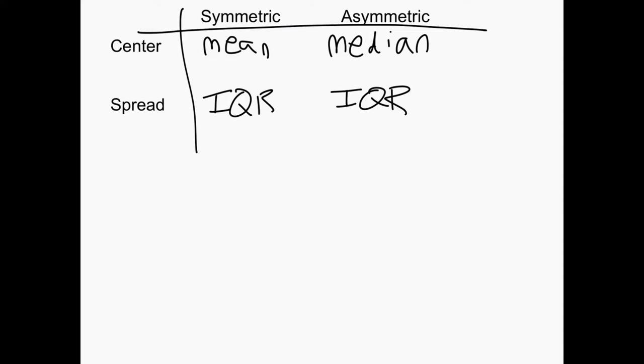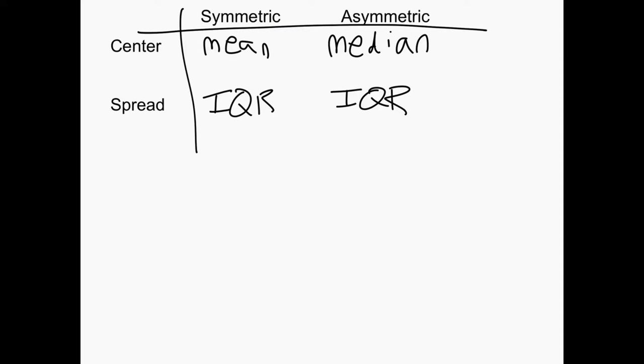And to measure the spread, you're going to look at the interquartile range. So this is what your kids are likely to see on the STAR test: the words symmetric, mean, median, and the interquartile range. In fact, most of the time they're going to be comparing an asymmetric to a symmetric or two asymmetrics. Really what they're going to see is the median and the interquartile range. And then, is the data symmetric?